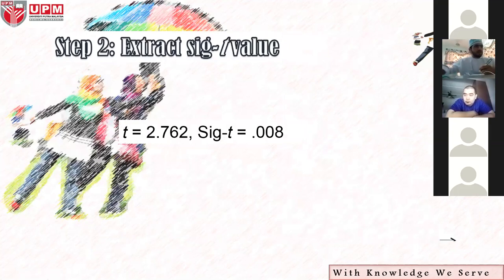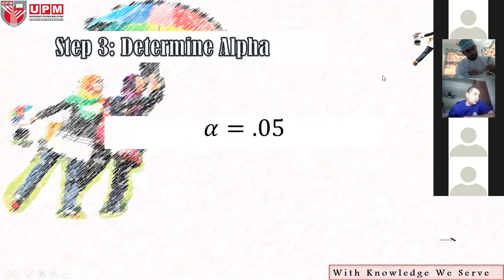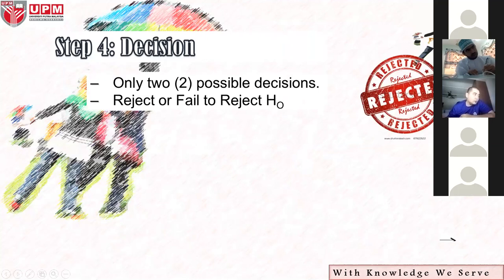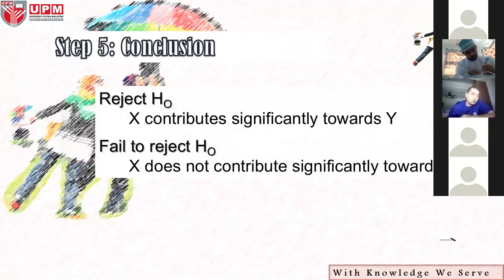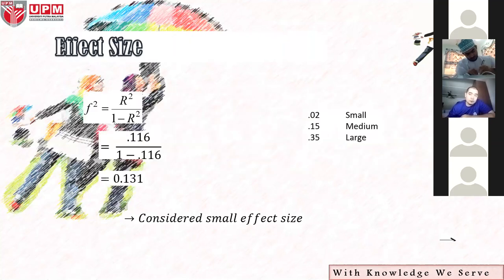Then you need to extract the significant T value. After we run the analysis earlier, we have two tables, ANOVA and the individual contribution table. To report this individual contribution, you need to check the second table. Report the T and then the significant T. Then report the alpha, and lastly make the conclusion, either you reject or fail to reject. But in this case, we reject the null hypothesis.